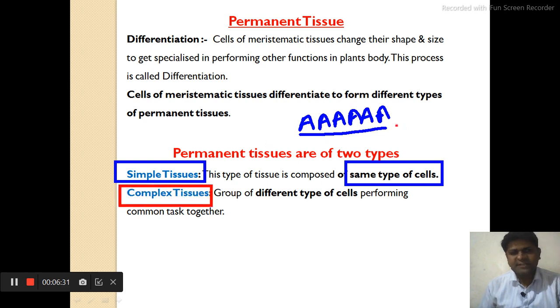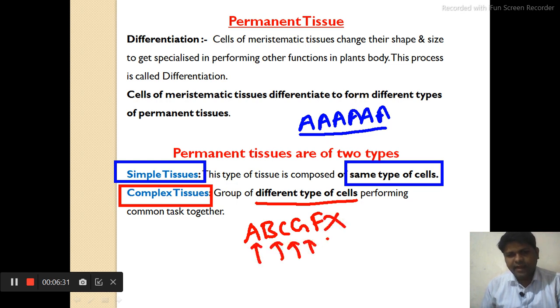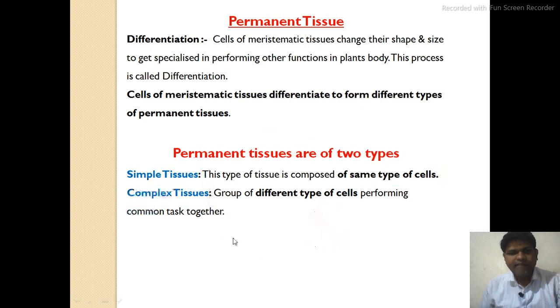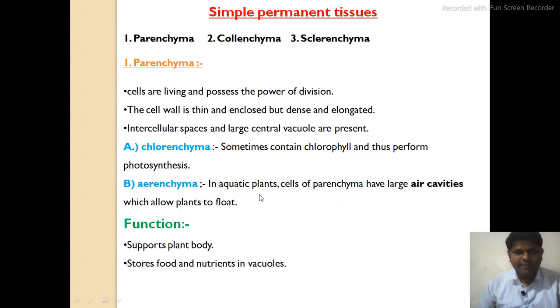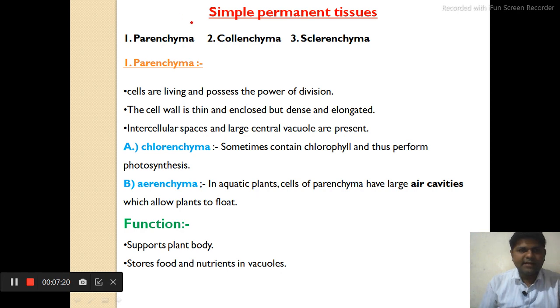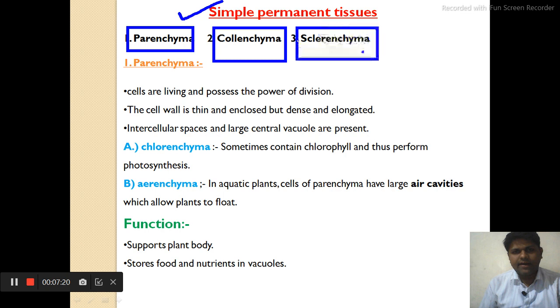What is complex permanent tissue? It has different types of cells. Suppose A, B, C, G, F, X. I am just giving you an example that there are different kinds of cells, just to understand that in simple tissue only a single type of cell will be there, and in complex tissue different types of cells will be available. Okay. So first we will try to understand simple permanent tissue. In simple permanent tissue there are three types: one is parenchyma, another is collenchyma, and third is sclerenchyma.